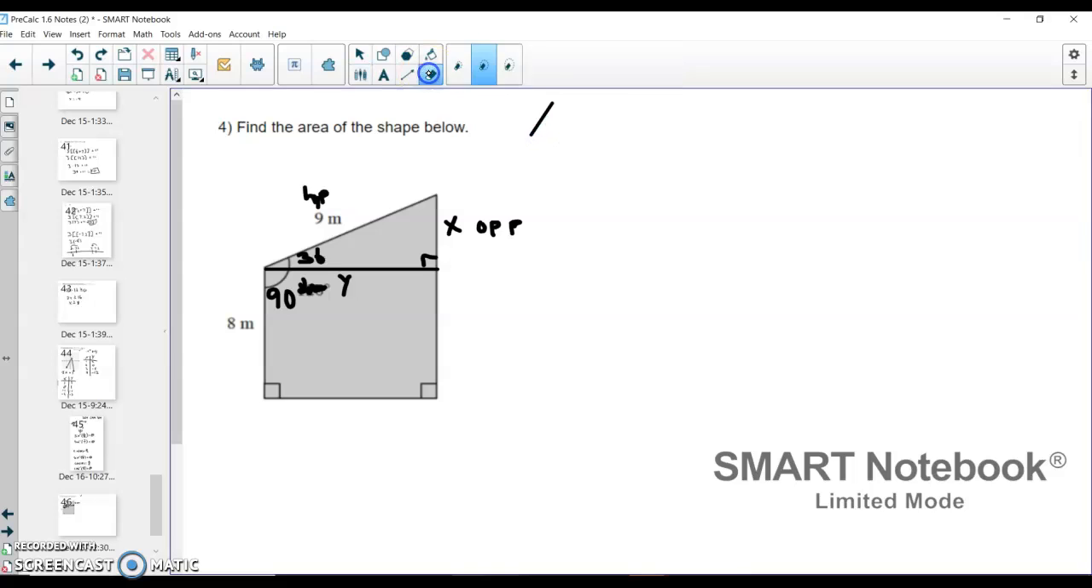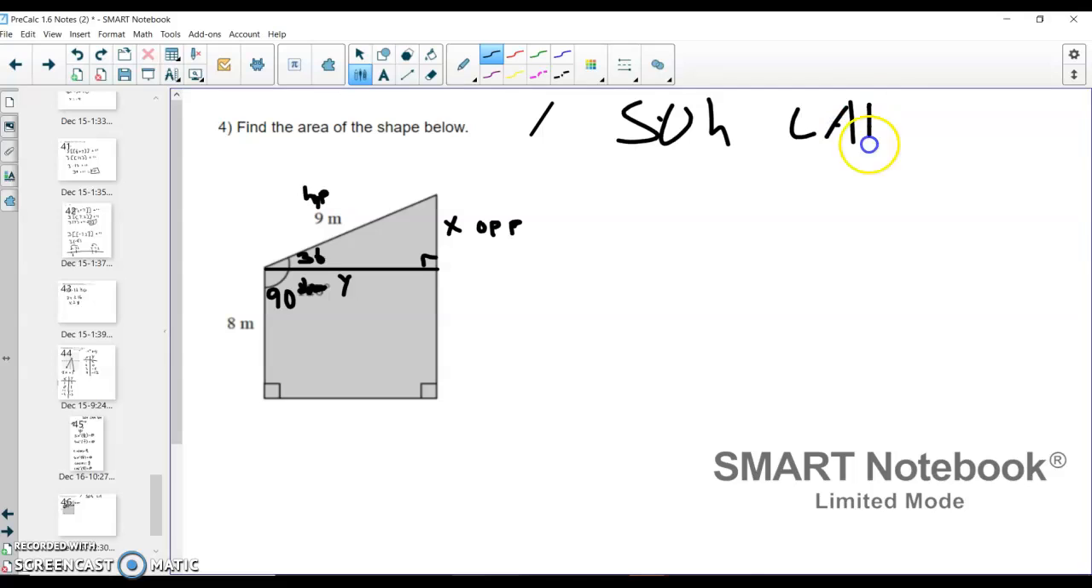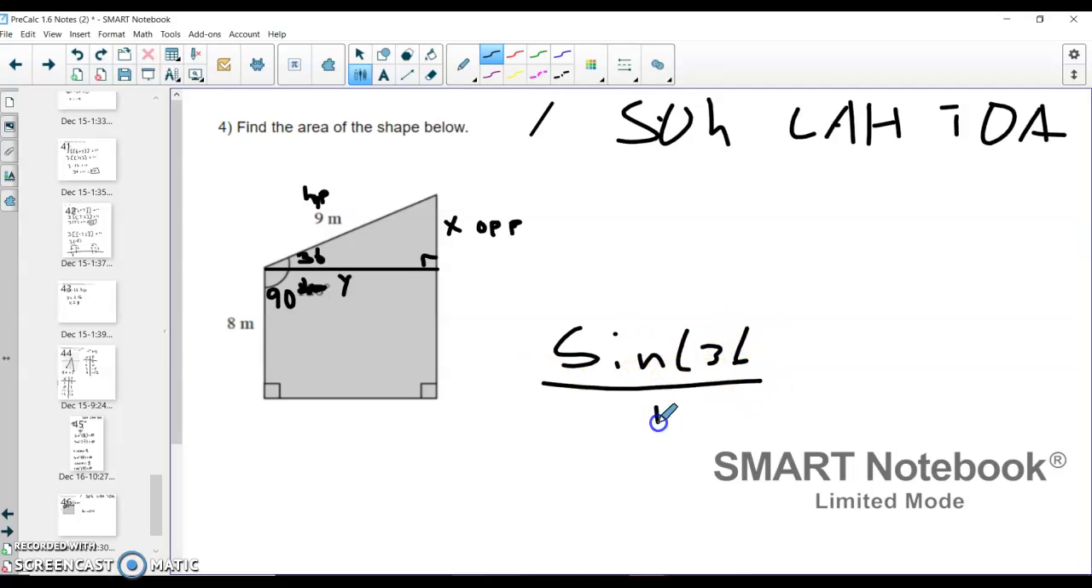So SOH CAH TOA. Sorry, I was not on my pen. So SOH CAH TOA. Opposite over hypotenuse is sine. And so I have the sine of my angle, which is 36, put that over 1. Set it equal to the opposite divided by the hypotenuse, which is x, divided by 9. And I can figure out by cross multiplying what x is going to be.